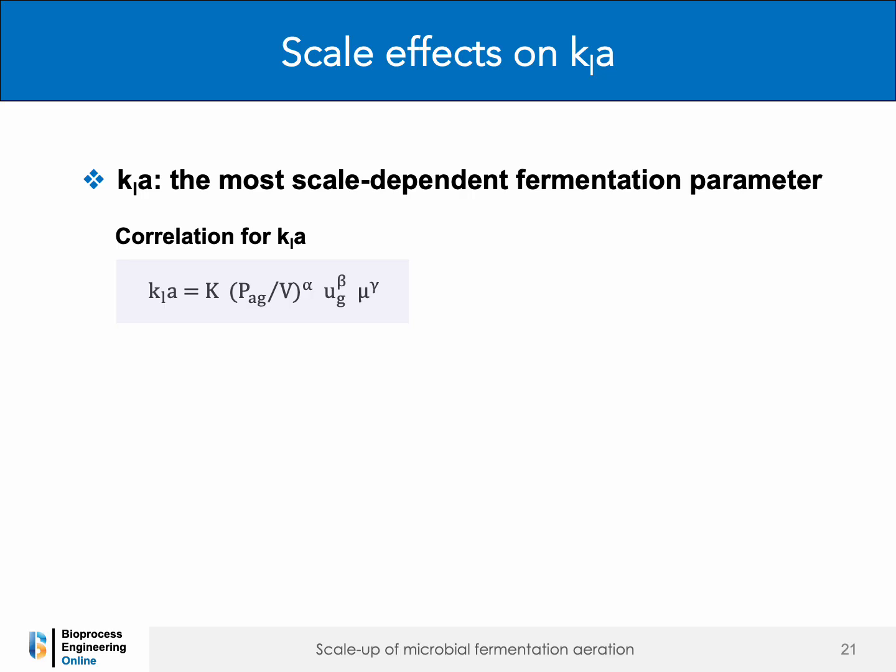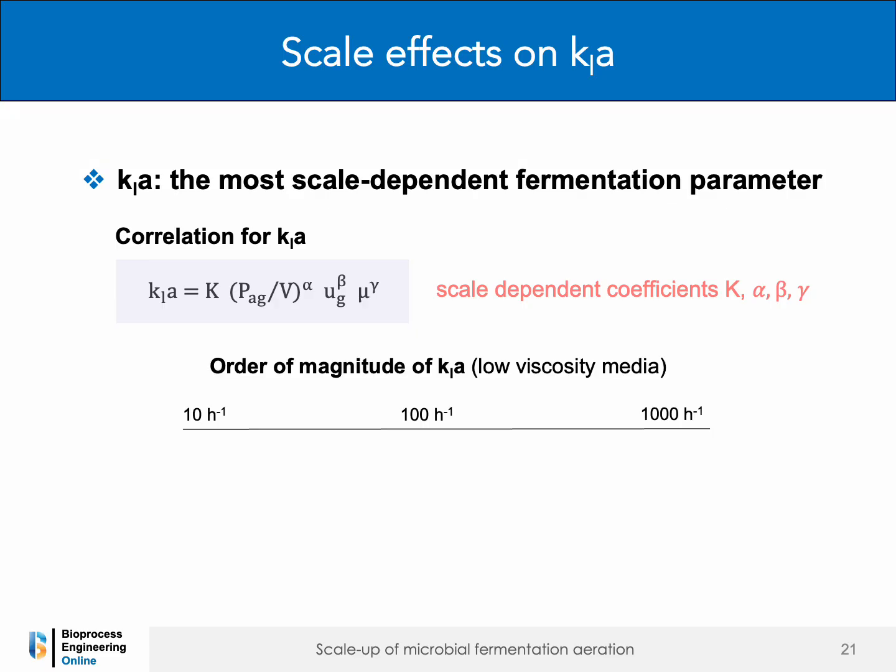According to this relationship, KLA is governed primarily by the energy input for agitation, the gas flow intensity, and the rheological properties of the broth. The coefficients K, alpha, beta, and gamma depend on the fermenter geometry, scale, impeller, and sparger design, as well as on the physical properties of the medium. As a result, precise prediction of KLA values in fermentation systems is difficult, particularly during scale-up.